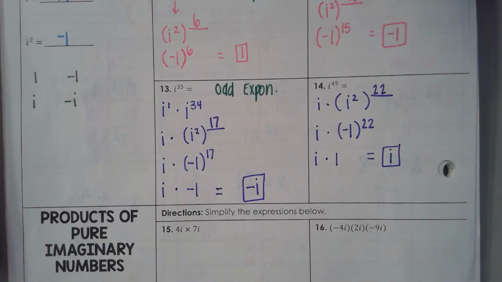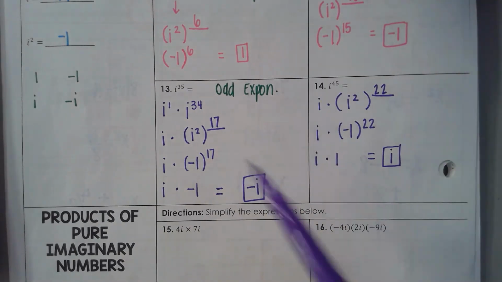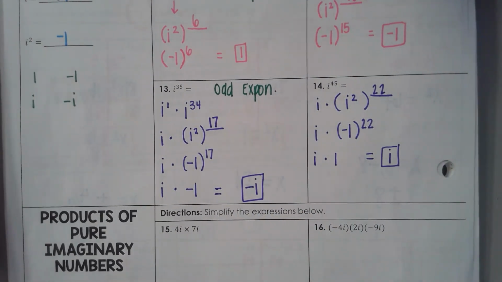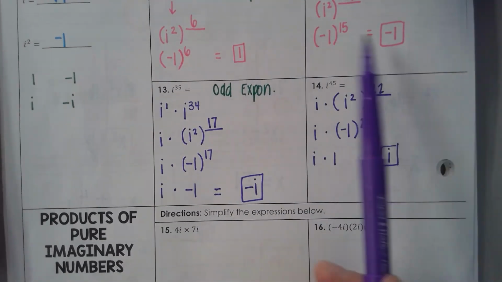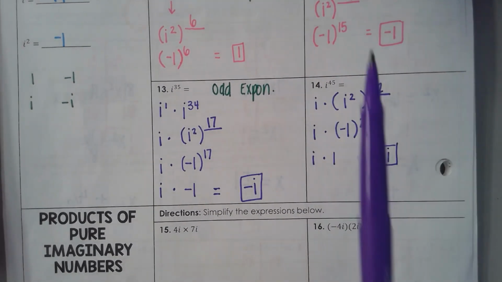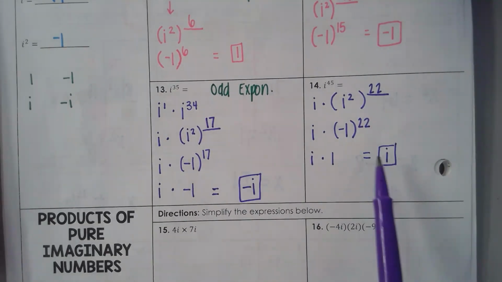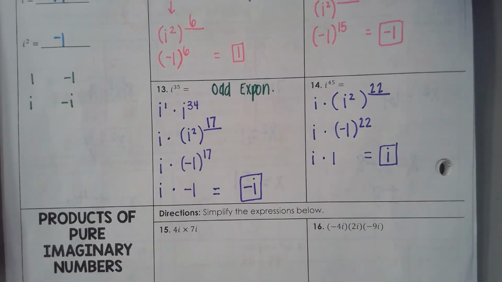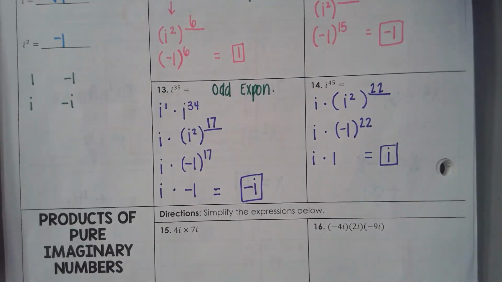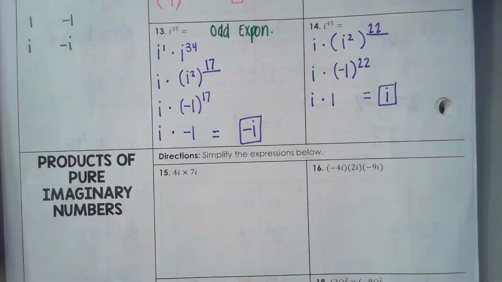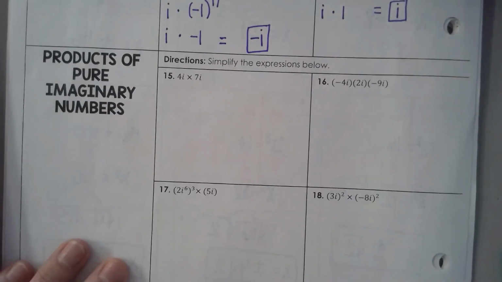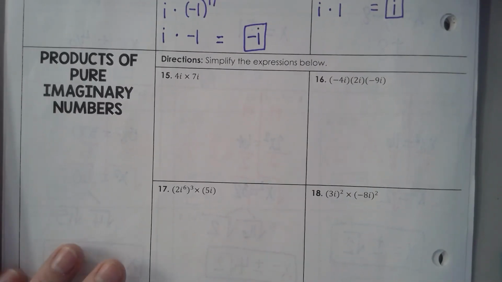So no matter what power of i that I give you, you're going to have one of these 4 answers. If it's an even exponent, it'll either be 1 or negative 1. If it's an odd exponent, it'll be i or negative i. All right, we have 4 more questions that we're going to do. And you need to know those powers of i for these questions.